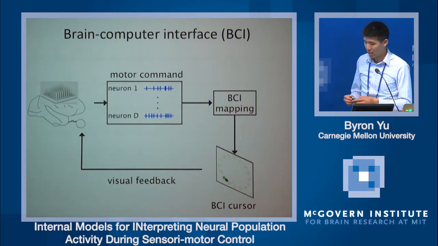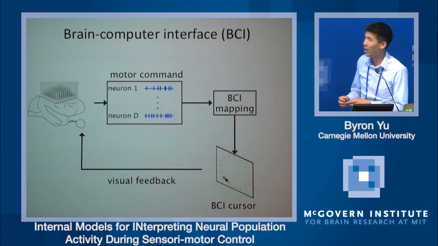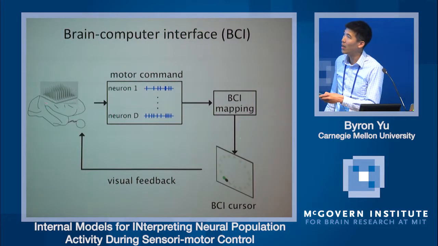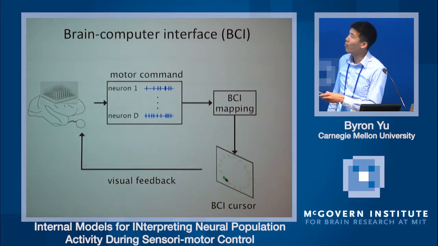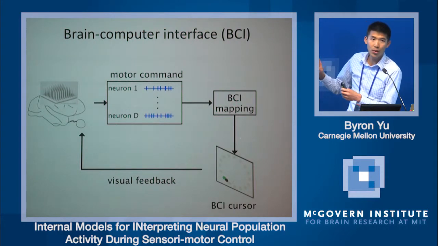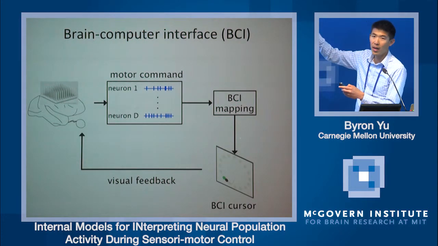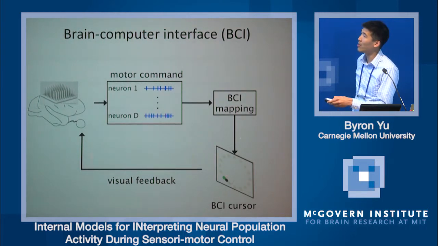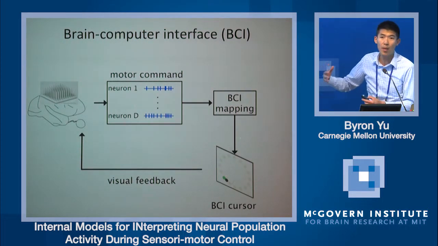So a brain-computer interface is one in which we record from many neurons at the same time, for example, using an electrode array. We then pass the neural activity into a so-called BCI mapping, which translates the neural activity into movements of a computer cursor, and the subject gets visual feedback on a moment-by-moment basis about where the cursor is.